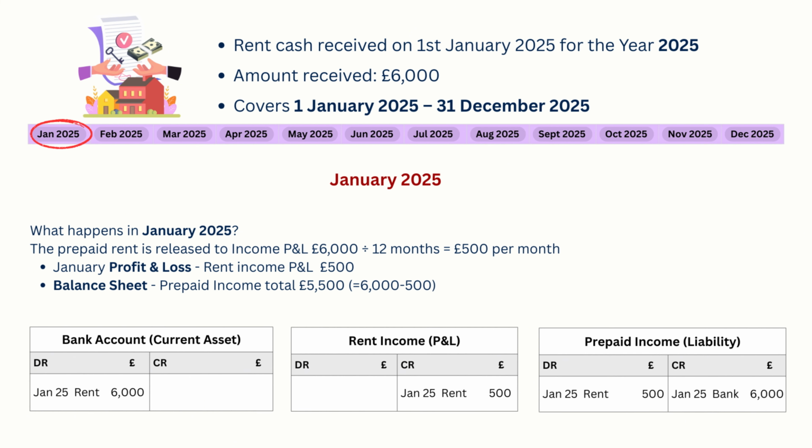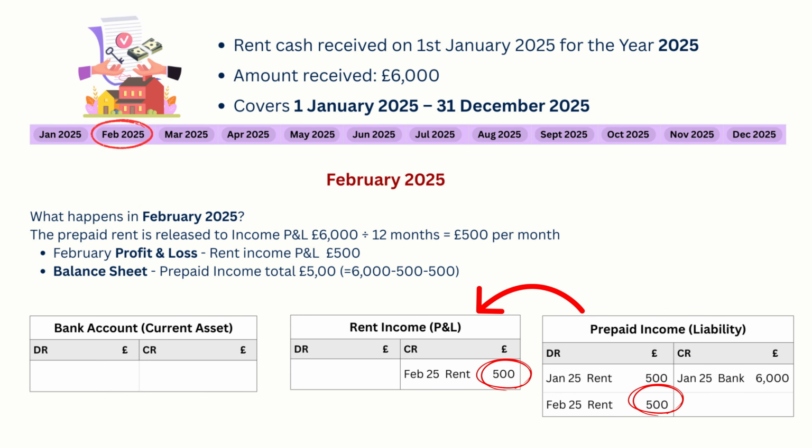Looking at the ledger entries, bank is debited once for £6,000. Prepaid income is credited initially. Each month, £500 is transferred from prepaid income to rent income. This reduces the liability and increases income correctly.